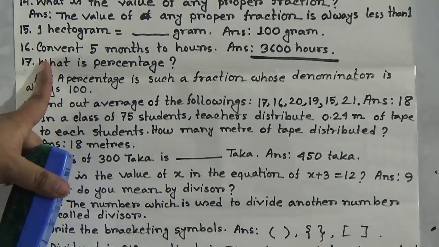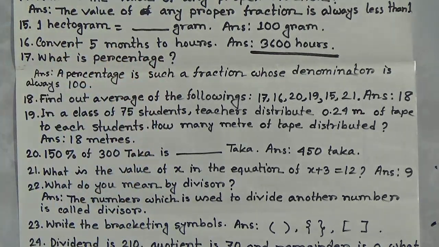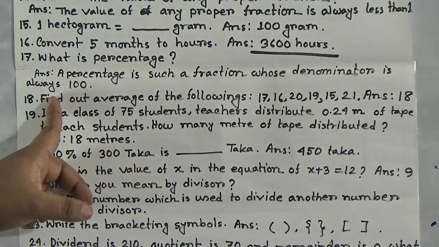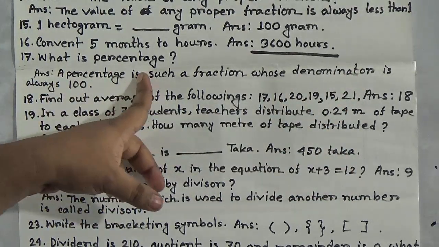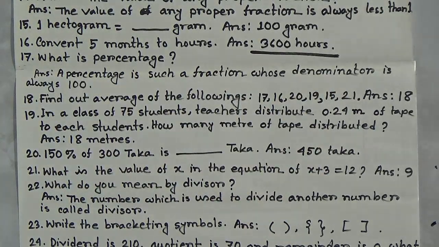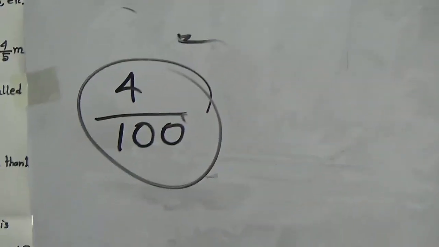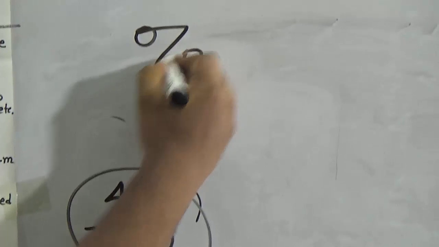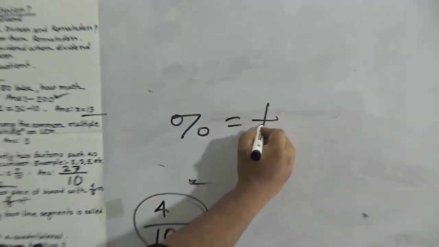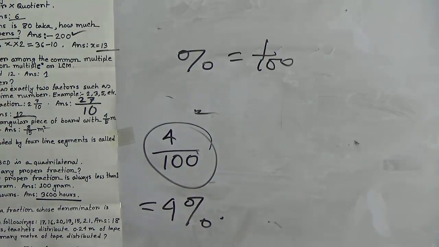Our next question is, what is percentage? The definition of percentage is, a percentage is a fraction whose denominator is always 100. That means 4 by 100. This is called percentage and it is denoted by this sign, which means 1 by 100. So from this we can write 4%.